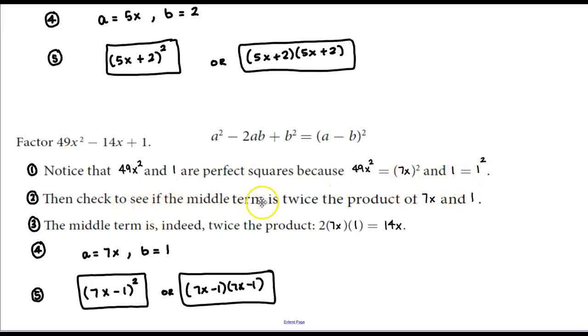So then check to see if the middle term is twice the product of 7x and 1. So the middle term again is indeed twice the product. 2 times 7x times 1 is equal to 14x. So we can confirm now that a is equal to 7x, b is equal to 1, and then using the factored form, we end up having (7x minus 1) squared, or we can write this as (7x minus 1) times (7x minus 1).